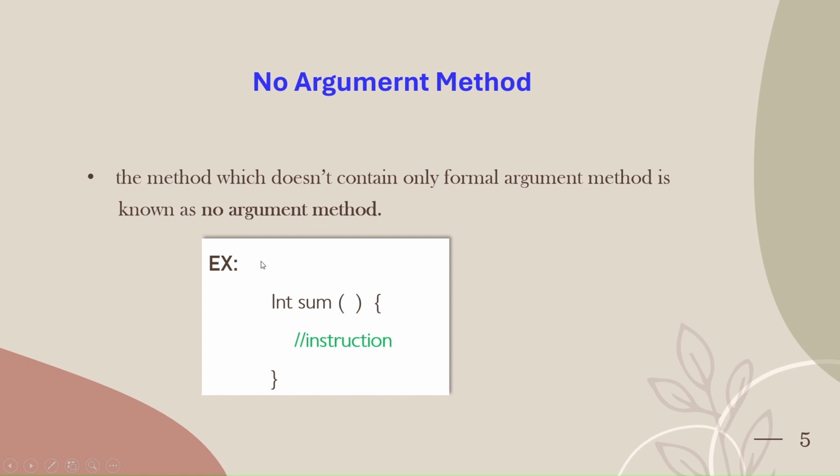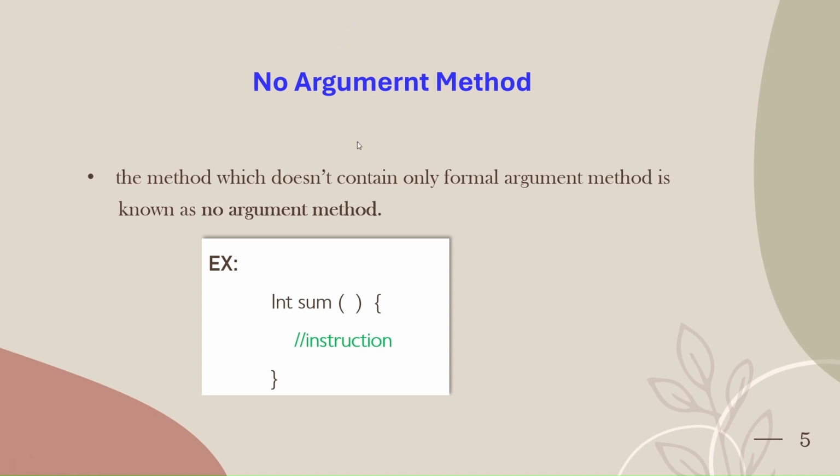You can see this example, int sum. No argument means no data, no variable is created inside the sum parentheses. We don't create any variables. That is why we call it a no argument method. It does not have any variable created inside the sum block. And whatever instructions we write inside the method are considered as the method performing those tasks.